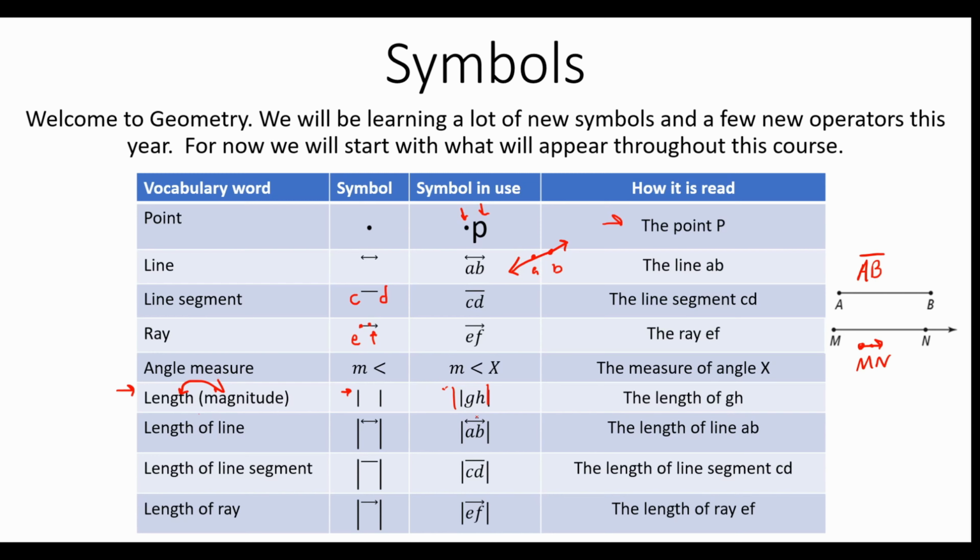I have an arrow on each end, so this is the length of line AB. This is the length of line segment CD, because I don't have any arrows on the end, so it's a truncation point followed by a truncation point. And then I have the length of ray EF, which has an originating point at E, and somewhere along the ray, because it does extend forever, we have the collinear point F.